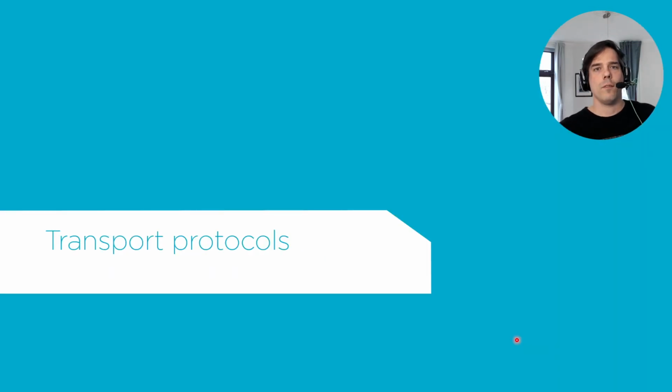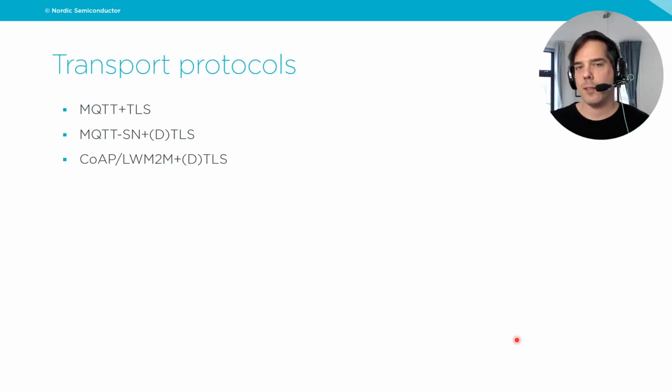Now we're going a little bit further down on the layers to the transport protocols. It's a little bit of the same story. We look at the default protocol that's offered by the cloud vendors, MQTT and TLS, and then look at some of the alternatives, which are not so common, but are worth looking into.